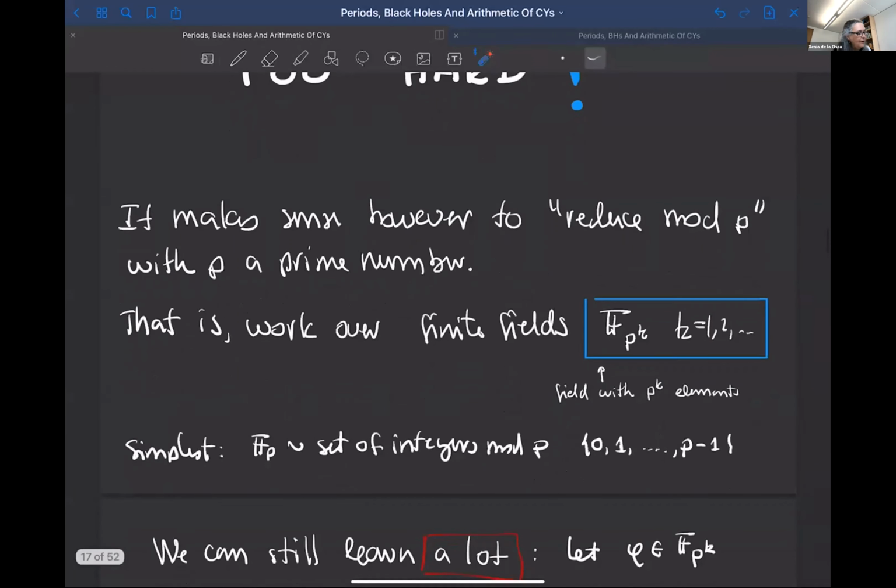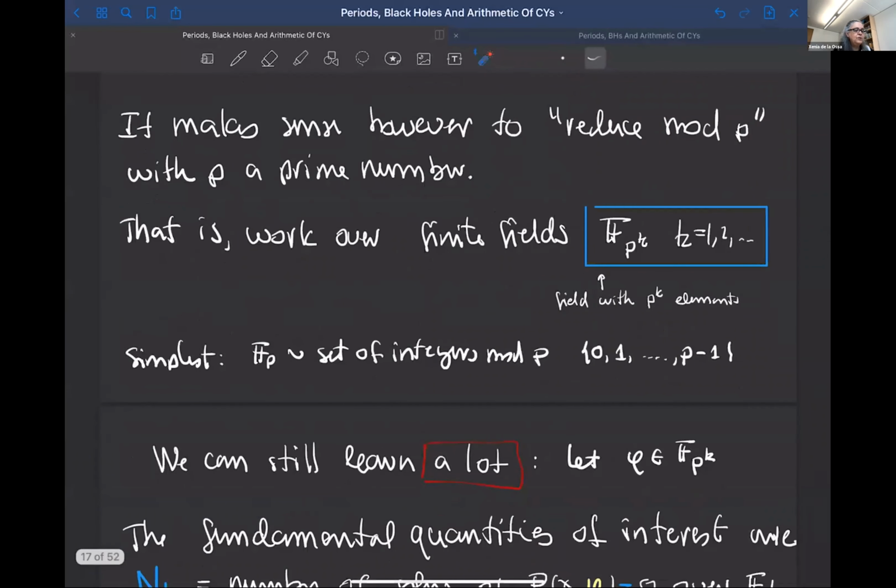However, it makes sense to reduce the problem mod P, right? Where P is a prime number. In other words, is to work over finite fields. Finite fields, of course, are classified. This object here is a finite field with P to the K elements, where k takes values in the natural numbers.